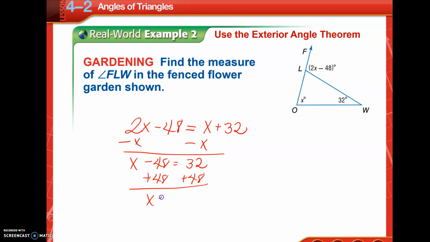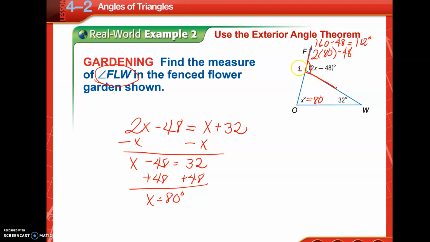We get x equals 80. So then we have x equals 80, and we're looking for angle FLW. FLW is this angle. A couple ways we could do that. We could plug in 80 for x and solve. So 160 minus 48 would be 112.